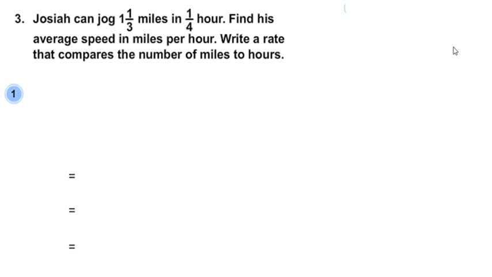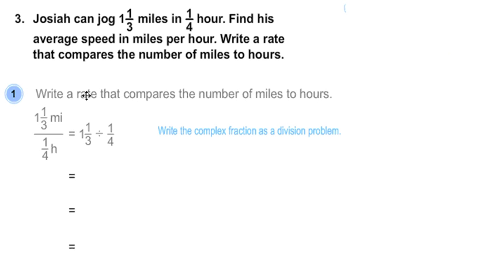Here's example number 3. Josiah can jog 1 1/3 miles in a quarter hour. Find his average speed in miles per hour. So we want how many miles can he jog in 1 hour. So you're going to write a rate that compares the number of miles to the number of hours. So our rate is miles over hours. So 1 1/3 over 1/4. Then I can take that complex fraction, write it as a division problem. 1 1/3 divided by 1/4.